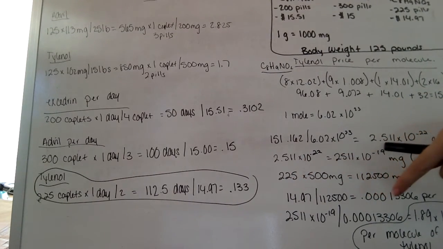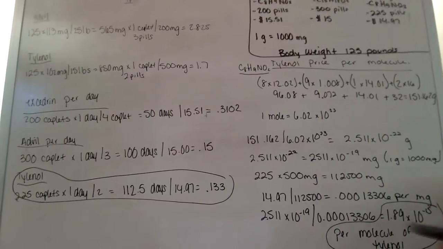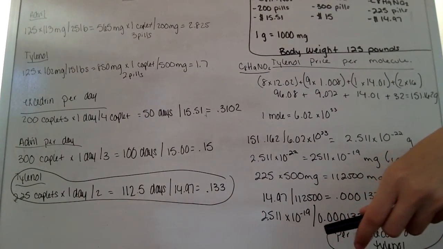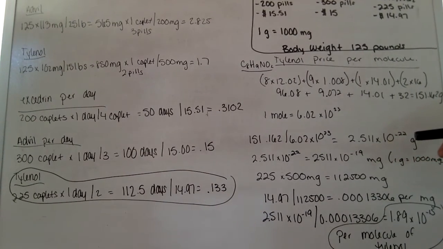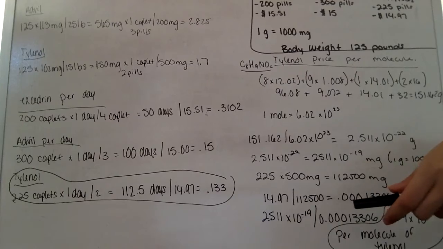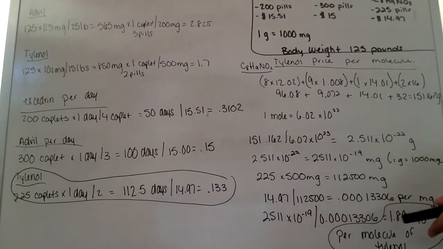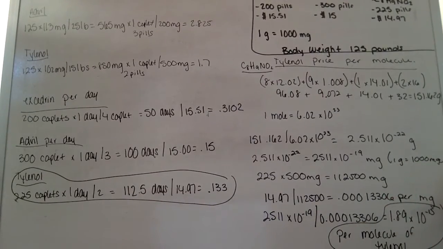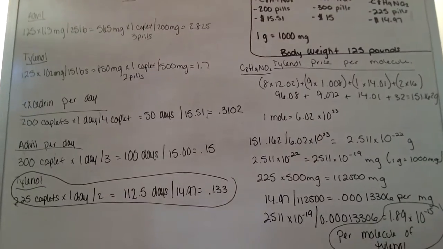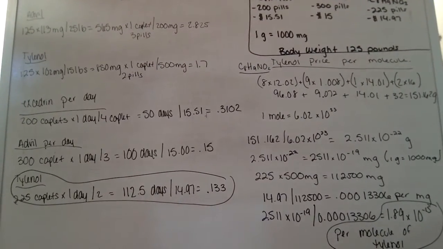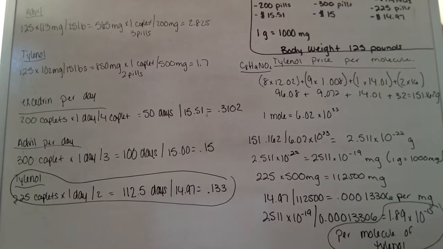So then we take the price of the bottle and we divide it by the amount of milligrams to get 0.00013306 per milligram. So then we're going to take the milligrams that we got using the weight and the constant, and we're going to divide that by the per milligram weight to get 1.89 times 10 to the negative 15 per molecule of Tylenol. So that is how we figured out that Tylenol is the cheapest option for us per day to cure our headaches.